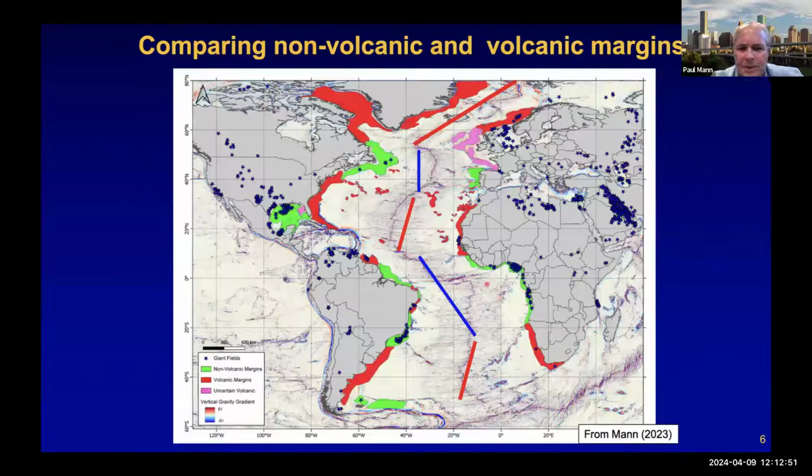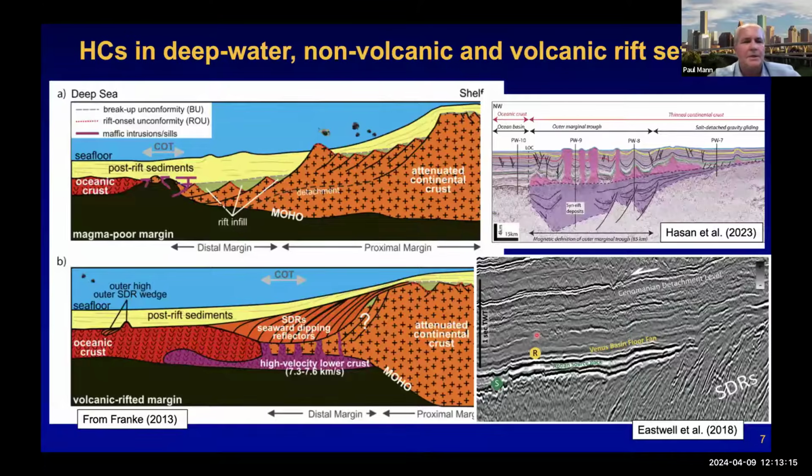But one of the important things is notice the correlation with the giant oil fields, which are shown here by these black dots. So generally the non-volcanic areas are more prolific in terms of hydrocarbons. But that's changing. And I'll talk about how some of the big discoveries down in the southwestern part of Africa are challenging that idea. So how do these margins look in cross-section?